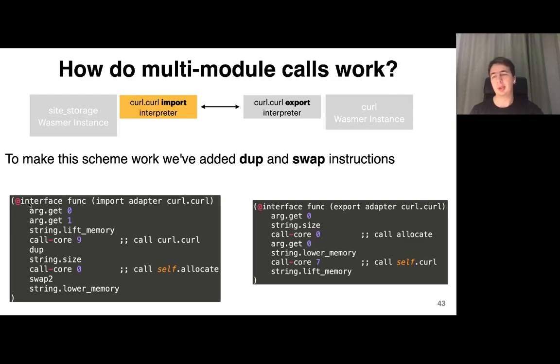So here you can see that there is some overhead between modules, because first of all we need to lift memory, then lower, then lift back, and then lower back.